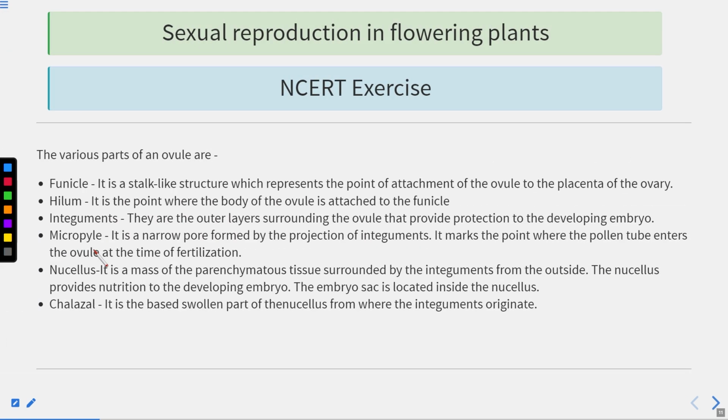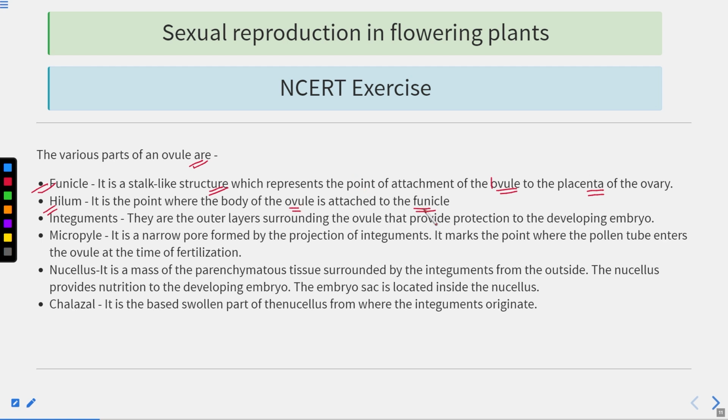Now let's talk about the various parts of the ovule. First is the funicle. The funicle is a stalk-like structure which represents the point of attachment of the ovule to the placenta of the ovary. What is hilum? Hilum is the point where the body of the ovule is attached to the funicle.